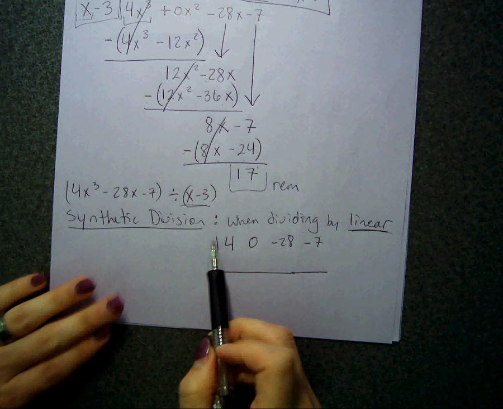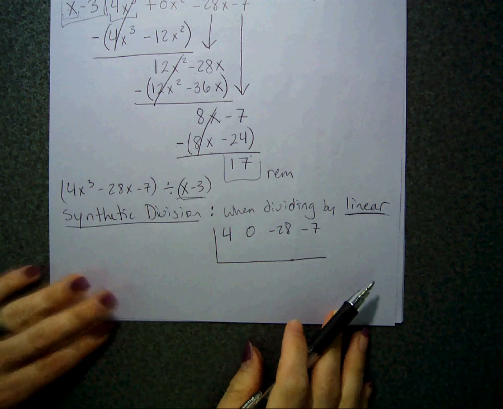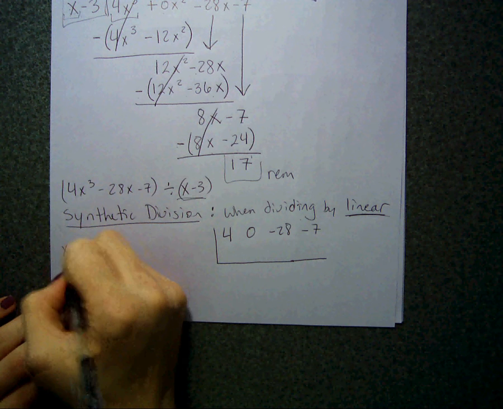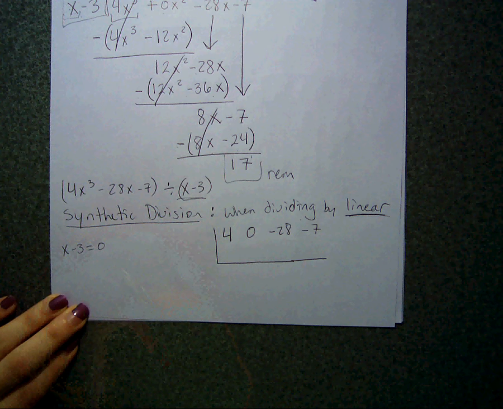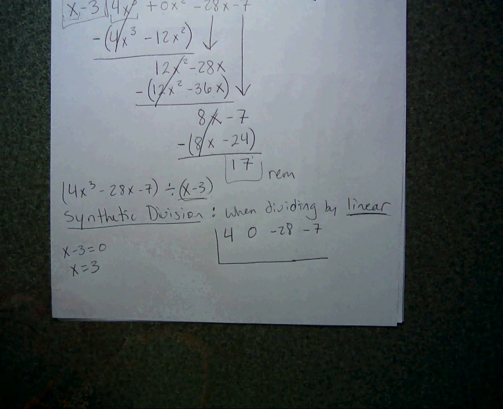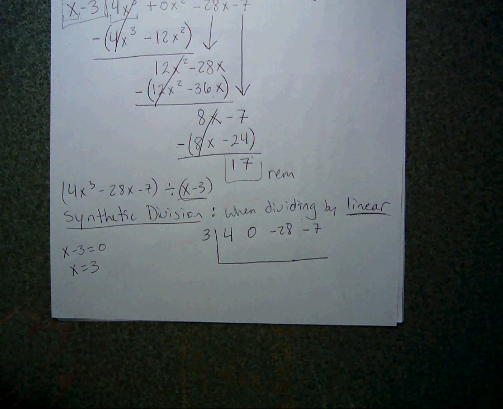What goes on the outside is what I get from my linear term when I set it equal to 0 and solve for x. So I have x minus 3 equals 0. Add 3 to both sides, I get x equals 3. So I'm going to divide using the root instead of the factor. So I got 3 that goes on the outside.